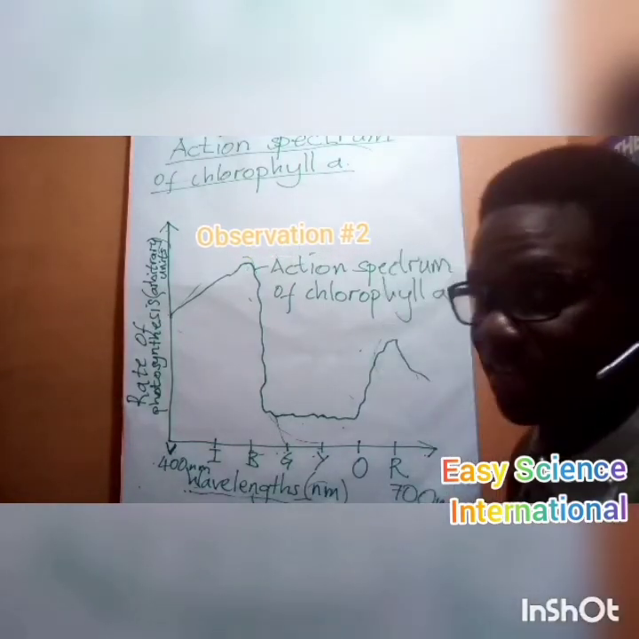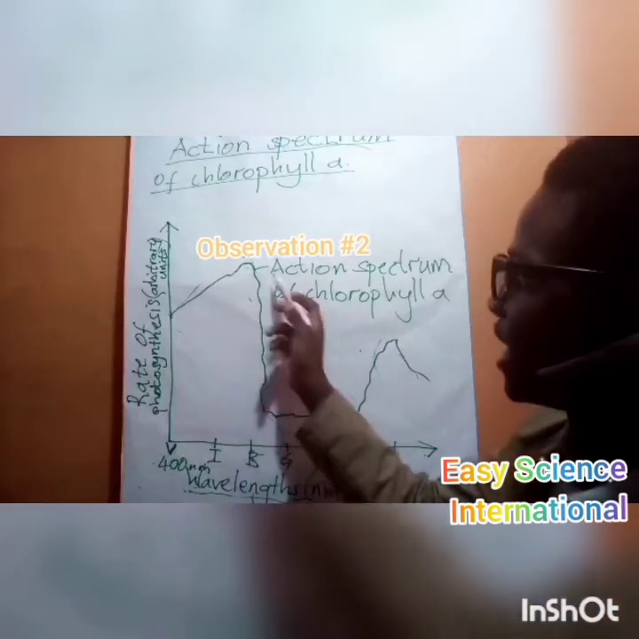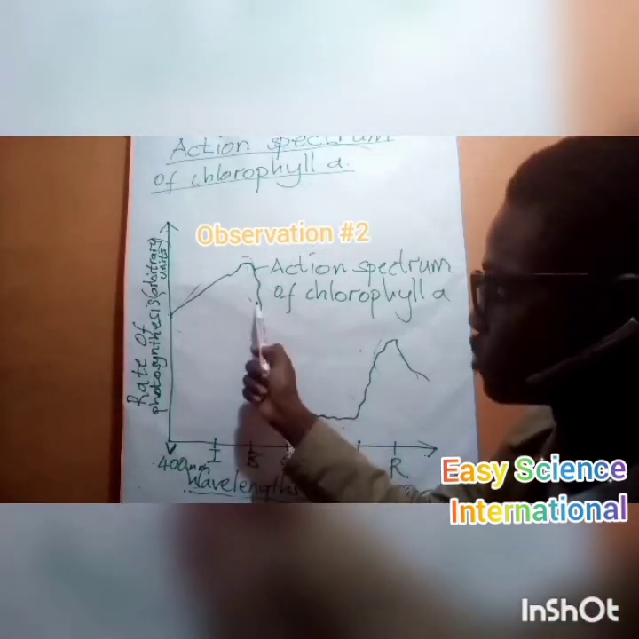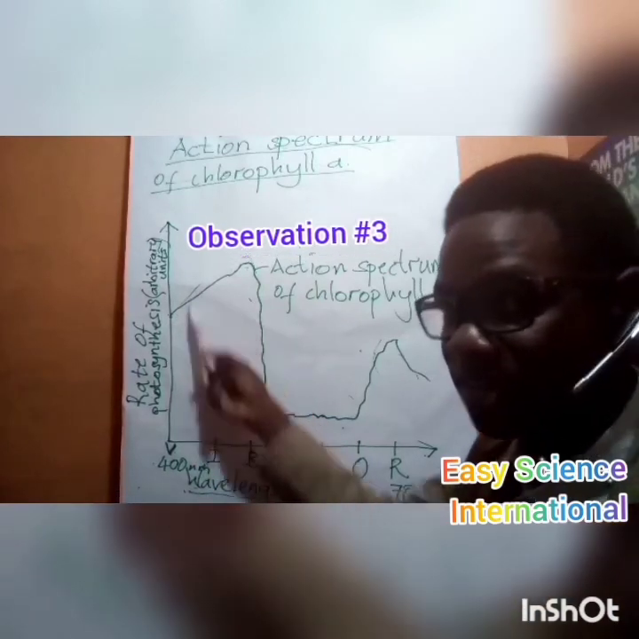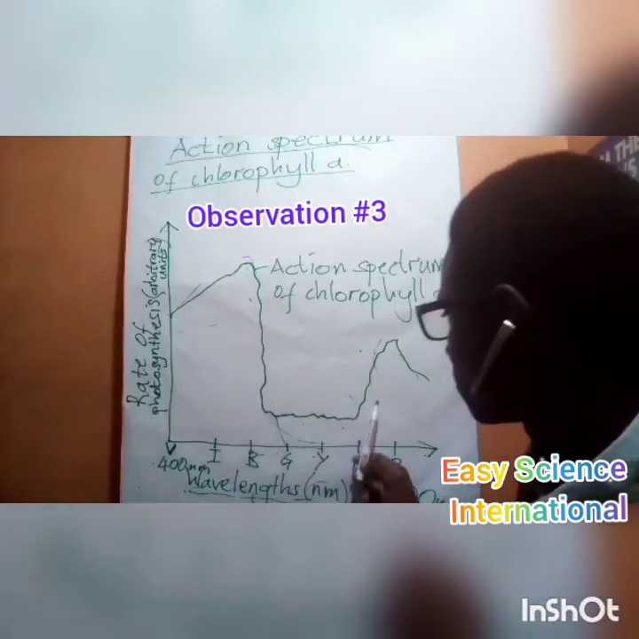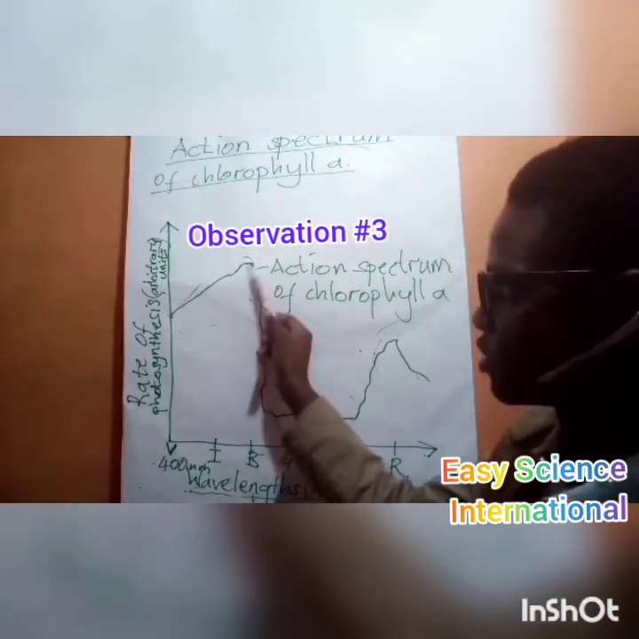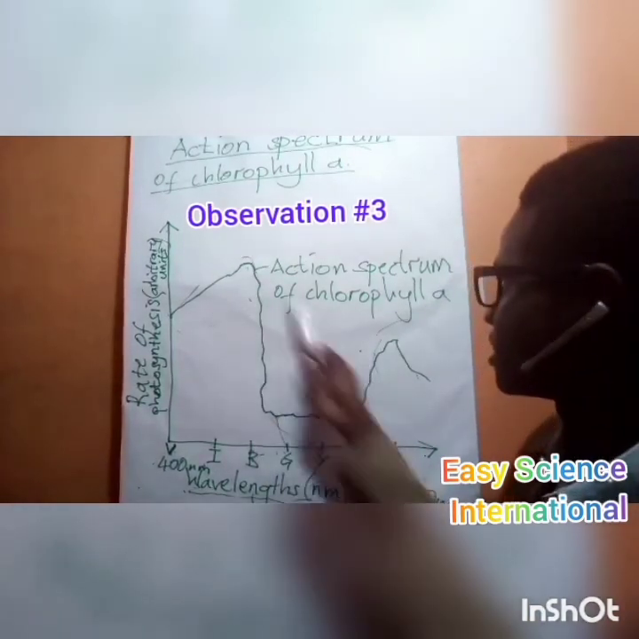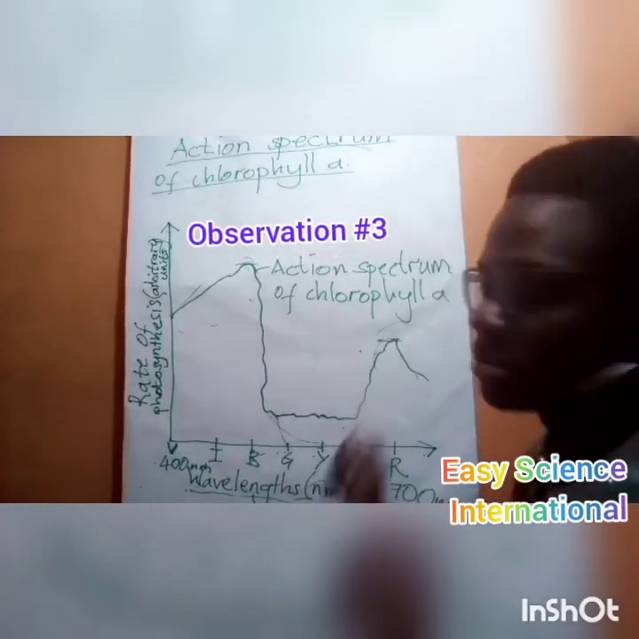We also observe that the violet, indigo and blue range of the action spectrum are more effective in stimulating the rate of photosynthesis as compared to the red range. That is because of the higher peak here, the higher maximum here as compared to that one.